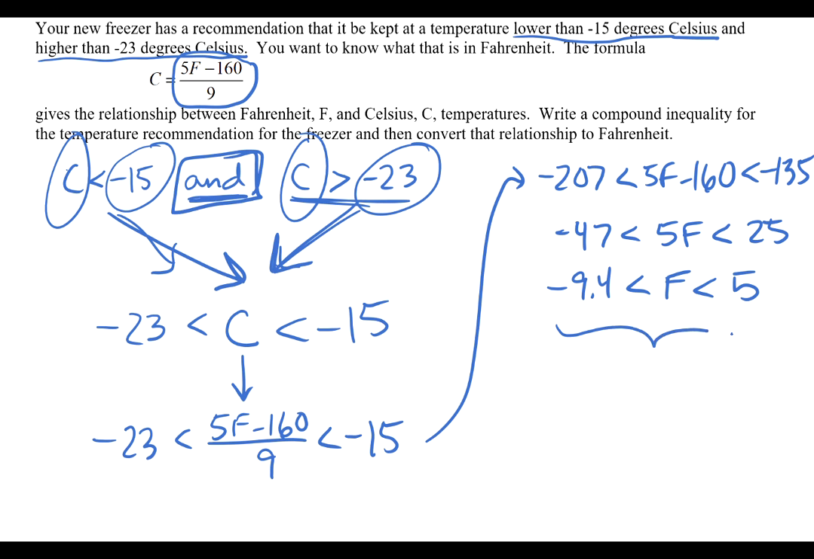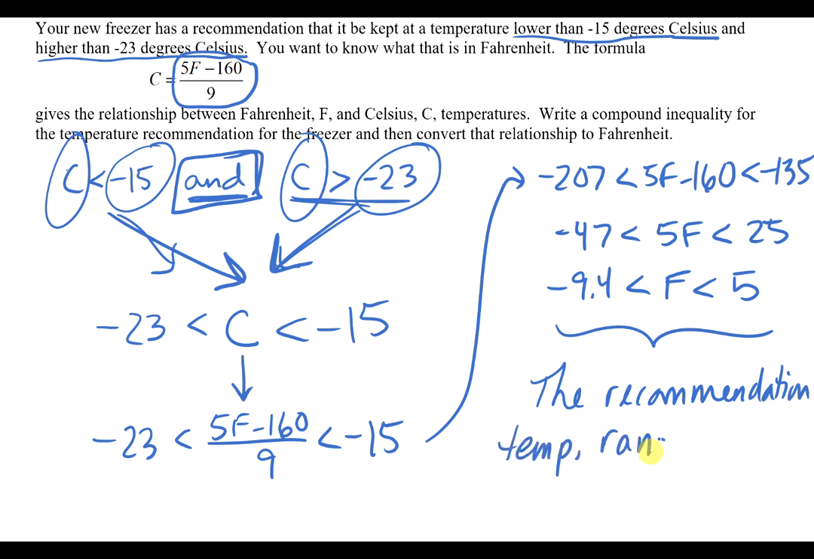So what we learned is that the recommendation on the freezer is that you keep its temperature between negative 9.4 degrees Fahrenheit and 5 degrees Fahrenheit. So the recommended temperature range, I'll abbreviate there, temp range, is from negative 9.4 to 5, and those are degrees Fahrenheit.